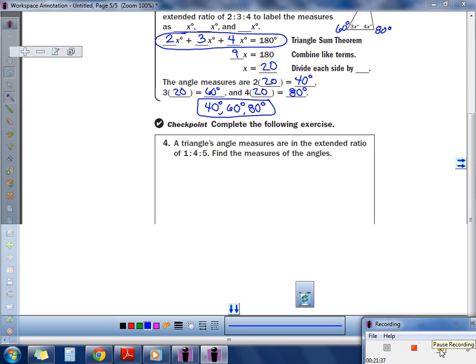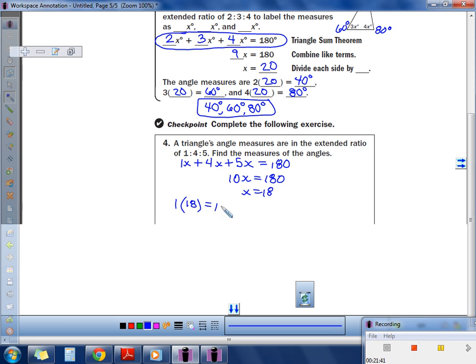All right, this one's really quick. So remember, these are our x terms. So 1x, 4x, and 5x. And they're always going to add up to what number for inside angles? 180. So there's 9, that's 10 x's equals 180. X is 18. Take 18 and plug it back in. 1 times 18 is just 18 degrees. 4 times 18, what's that one? 72. And then 5 times 18, what's that one? 90. Those are your 3 angle measurements.